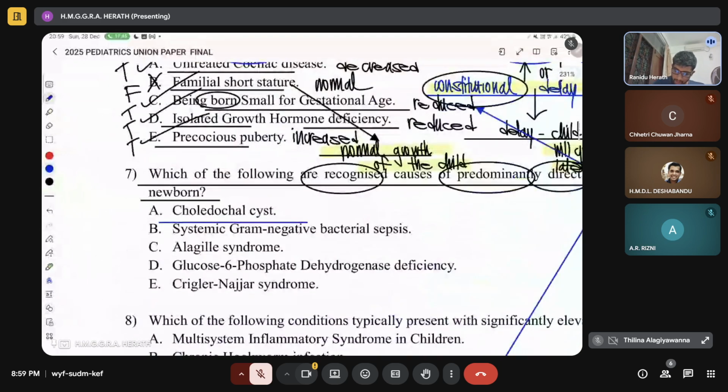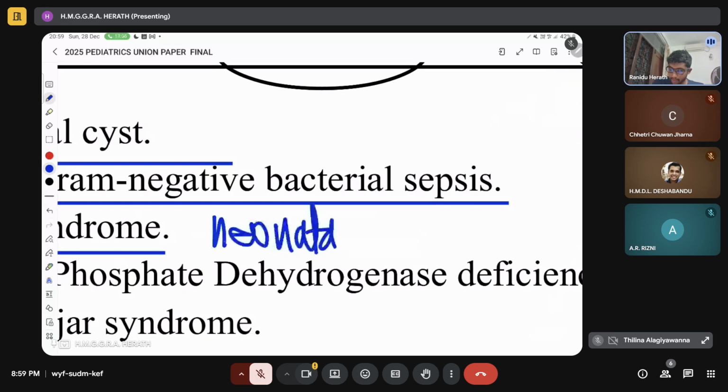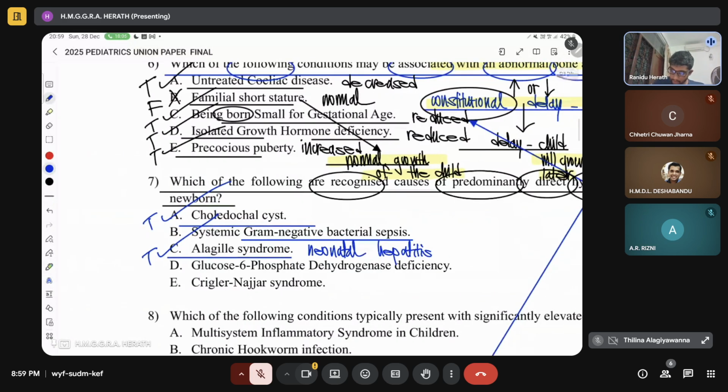Choledochal cyst, so that is a cause for direct hyperbilirubinemia. Systemic gram-negative bacterial sepsis, so we leave it. We'll go to Alagille syndrome. Alagille syndrome is also true. This is a cause for direct hyperbilirubinemia. It causes neonatal hepatitis syndrome. So Alagille syndrome is a congenital metabolic disease, right? And then glucose 6-phosphate dehydrogenase deficiency. You know this causes hemolytic anemia, and this usually causes indirect hyperbilirubinemia, right? So Crigler-Najjar and systemic gram-negative bacterial sepsis is what we need to know.